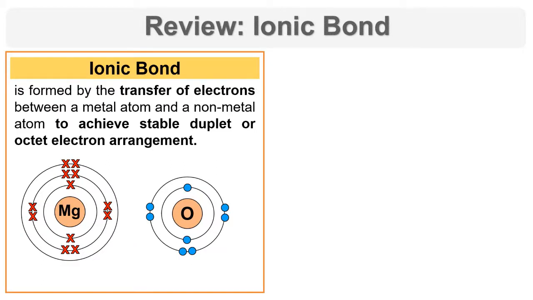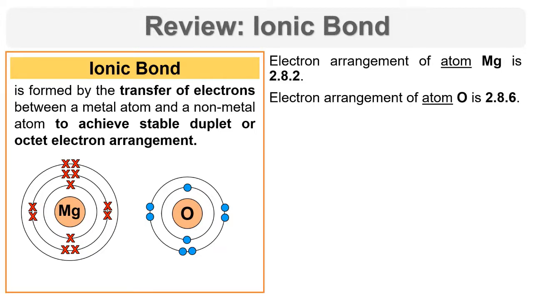Ionic bond. Ionic bond is formed by the transfer of electrons between a metal atom and a non-metal atom to achieve stable duplet or octet electron arrangement. For example, ionic bond is formed when magnesium reacts with oxygen. Electron arrangement of magnesium atom is 2-8-2. Electron arrangement of oxygen atom is 2-8-6.